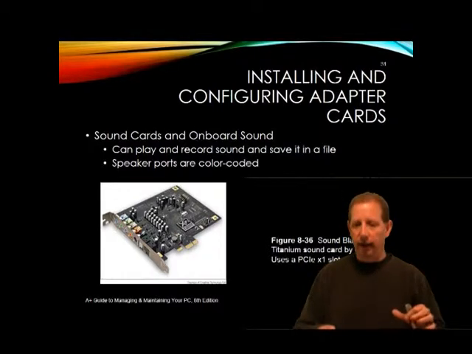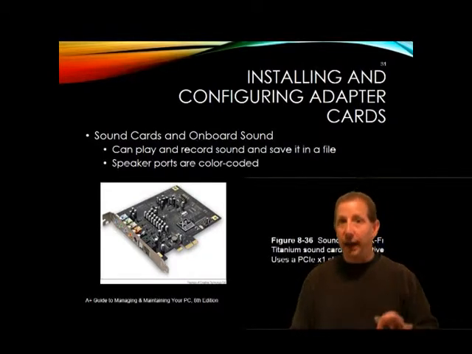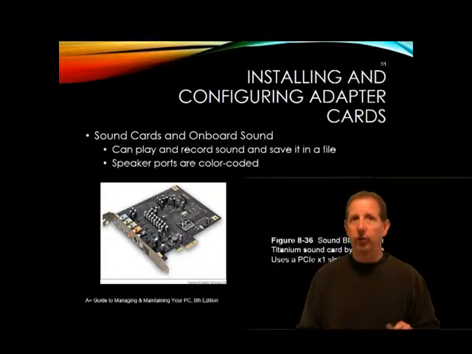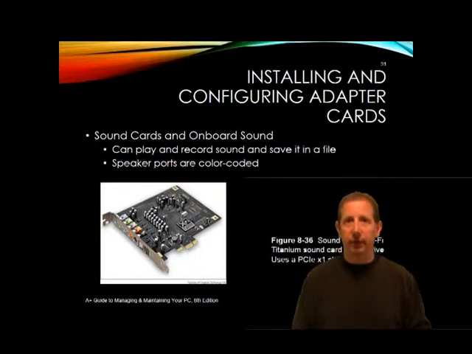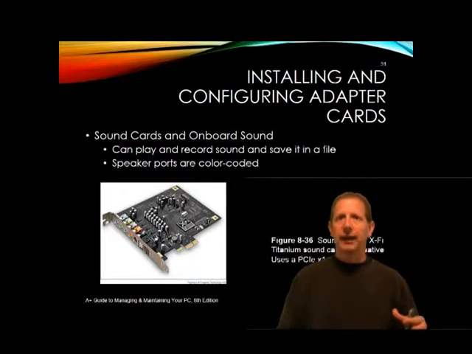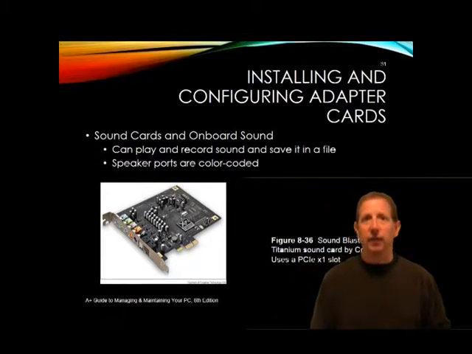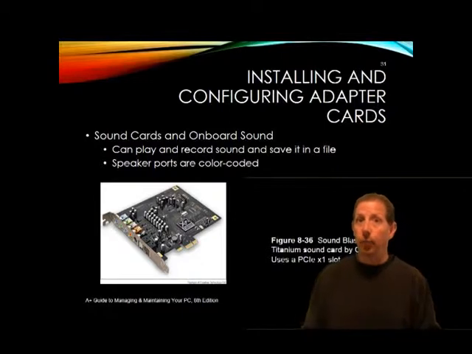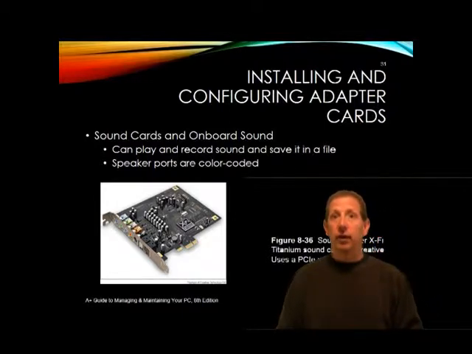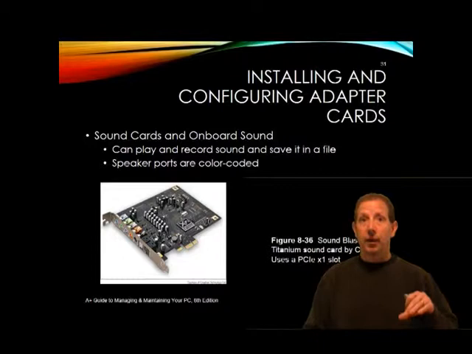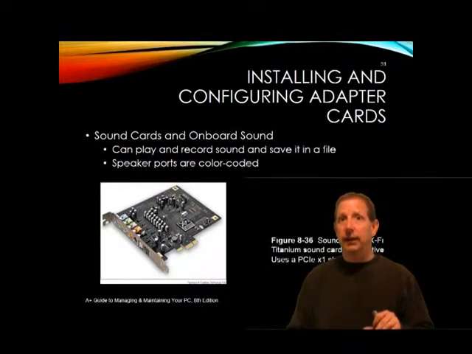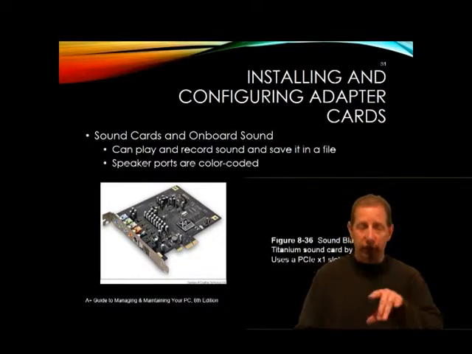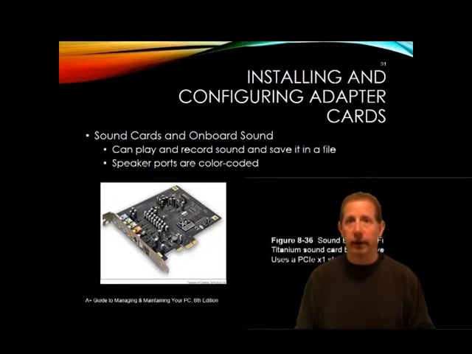So a sound card typically comes as an expansion card that has sound ports. Some of the onboard sound cards that are embedded on the motherboard do have surround sound capabilities. Okay, we're going to be looking at a Sound Blaster card that uses a PCI Express x1 slot, supports up to 8-channel surround sound, which means 7.1 speakers. The color-coded speaker ports are for all the different speakers: front, left, right, center, and so on.